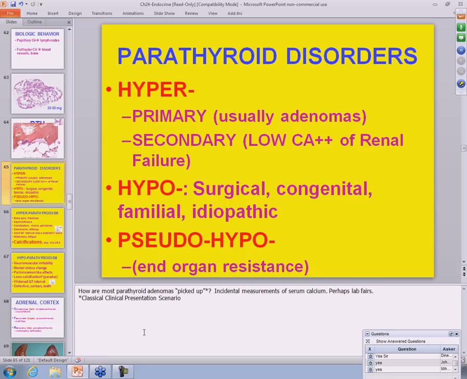And then there's something called pseudo-hypoparathyroidism. And that's not so much due to a lack of parathyroid hormone, but due to an increase in resistance to parathyroid hormone. Now, what does that sound like? Isn't that sounding like diabetes mellitus? They say that type 2 adult onset diabetes is not necessarily at the beginning a decrease of insulin, but it's due to an increase of insulin resistance. Think of it that way.